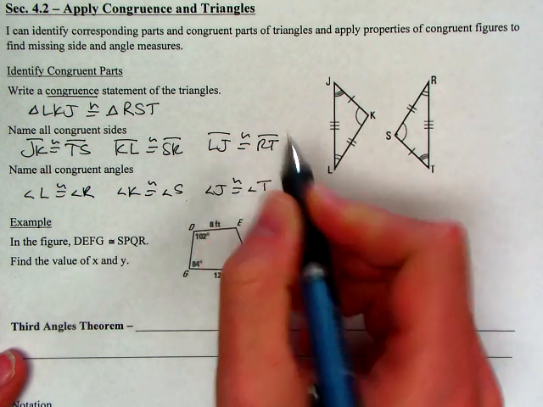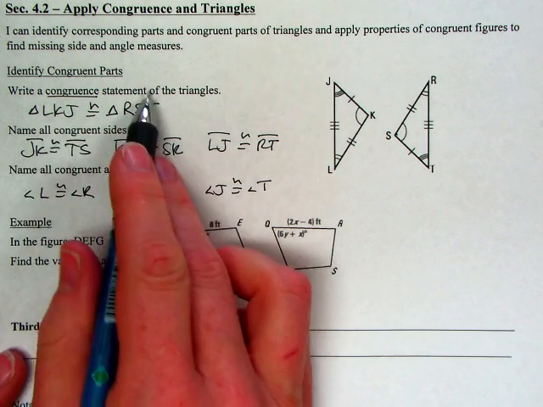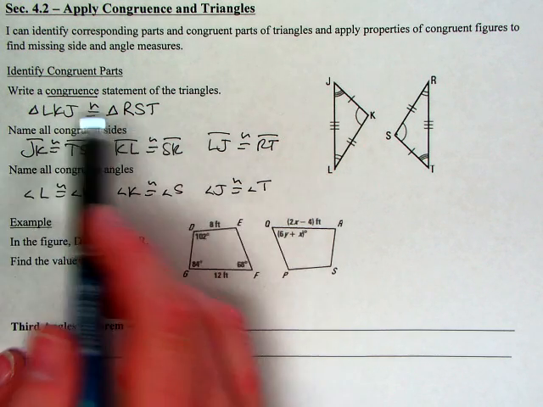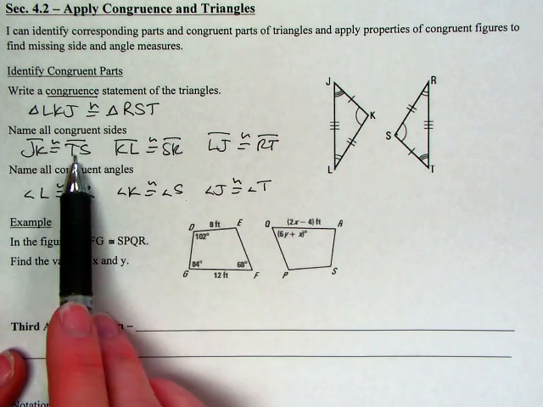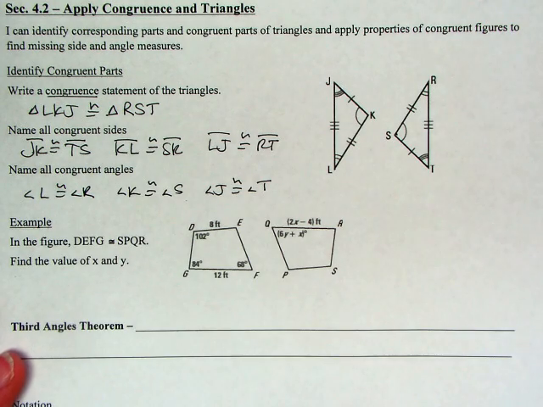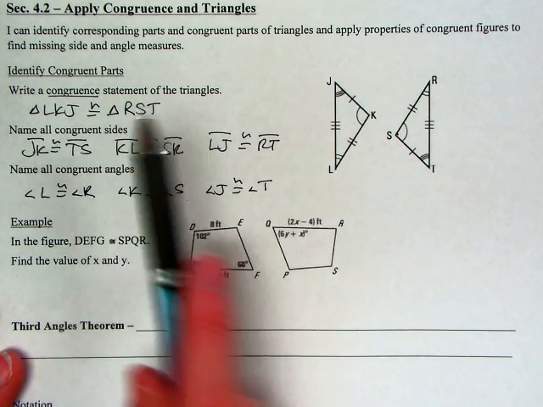So the order of the letters is important. You're matching up and telling everybody what the corresponding parts are. And it helps you kind of double check anything you're trying to name because it's got to match up here and match in the picture.